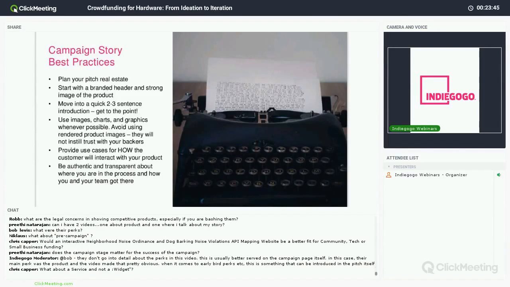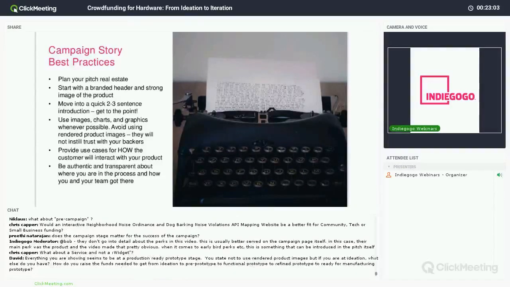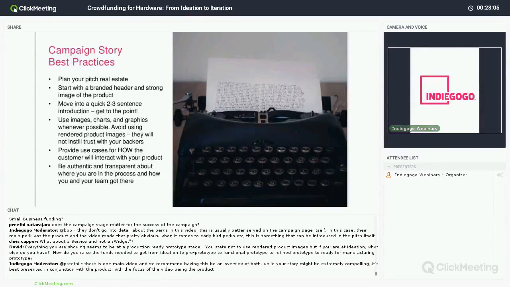Throughout, you generally want to use images, charts, and graphics as much as possible. Big, long chunks of text generally will get totally passed over. So you want to take all the information that you have and present it as visually as you can. Again, images, charts, graphics, as much as you possibly can.